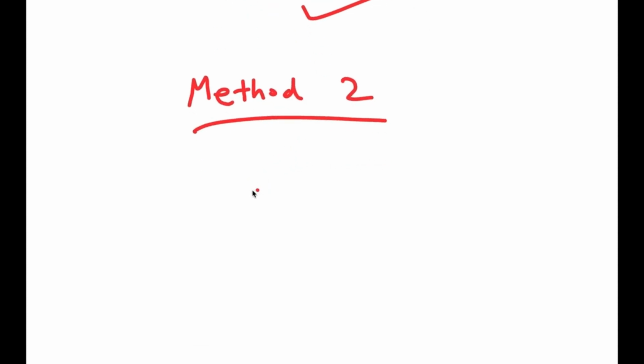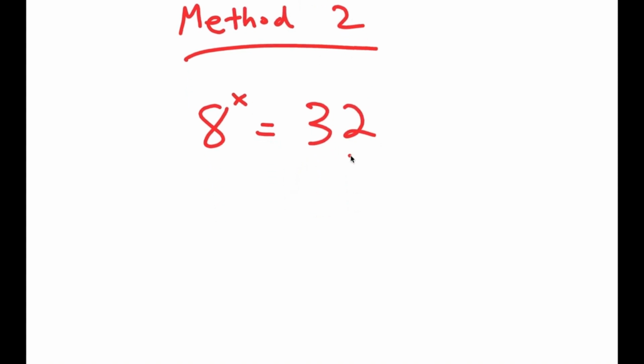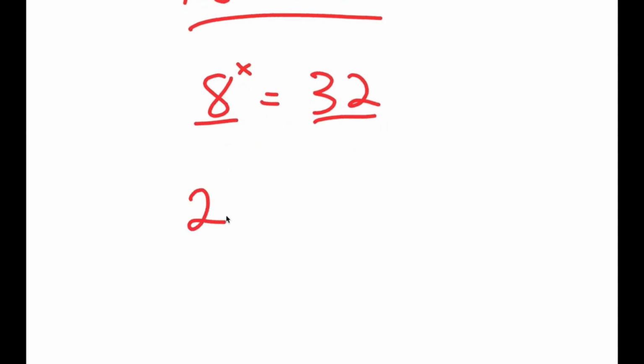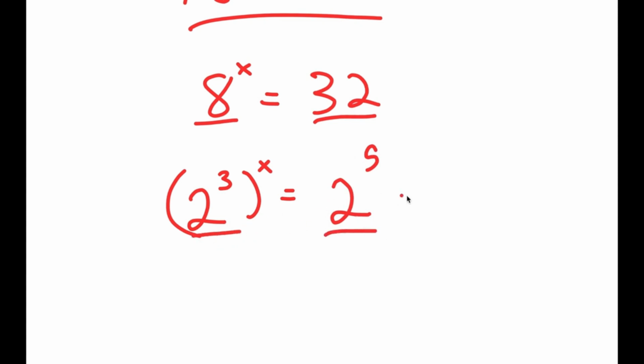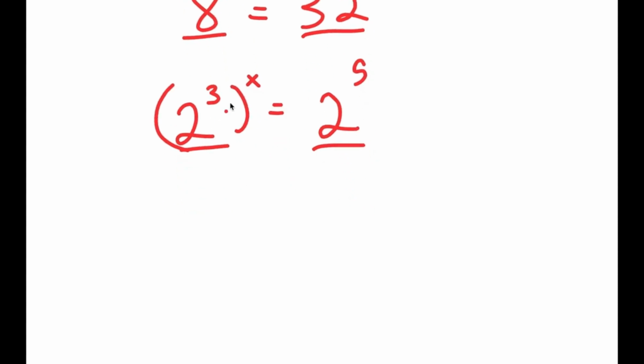Now, I also have a second method of solving this problem. For the second method, we have the same equation, 8 to the power of x is equal to 32, and this is a simpler method. I'm going to start by rewriting these two numbers. 8, I'm going to rewrite as 2 to the power of 3, and 32, I'm going to rewrite as 2 to the power of 5. So I'm rewriting both of these with the same bases, which makes them much easier to solve.